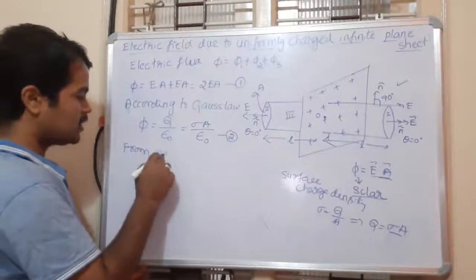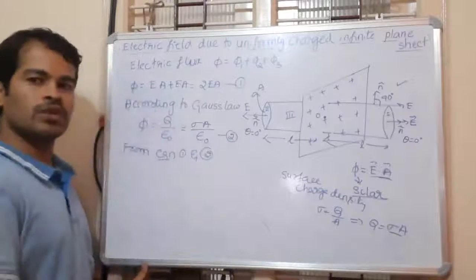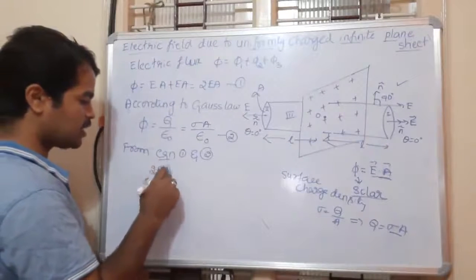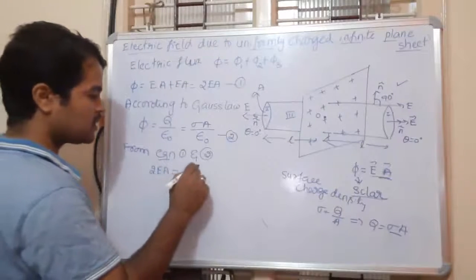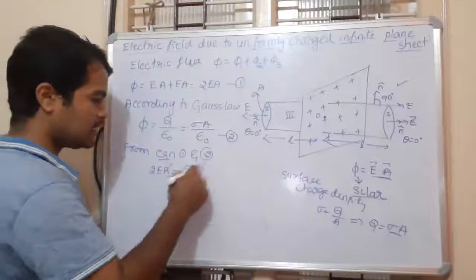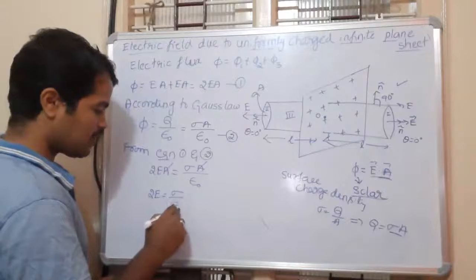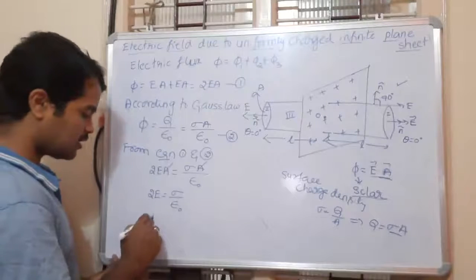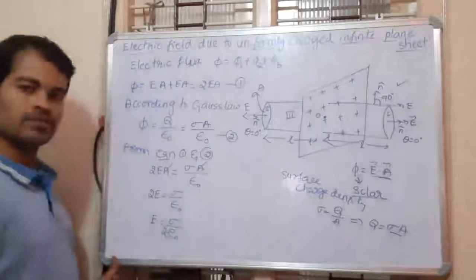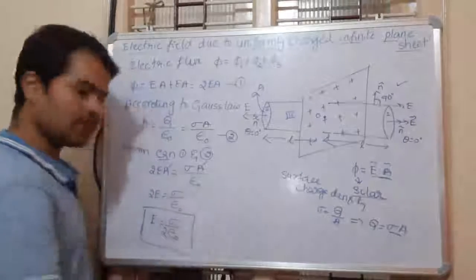Now, from equations 1 and 2, the left hand side is the same, so I can write the right hand sides: 2 times electric field multiplied by area is equal to sigma into area divided by epsilon naught. Area and area are going to cancel. You get 2 times electric field equal to sigma by epsilon naught. So the electric field is equal to sigma by 2 epsilon naught. This is the value of the electric field.